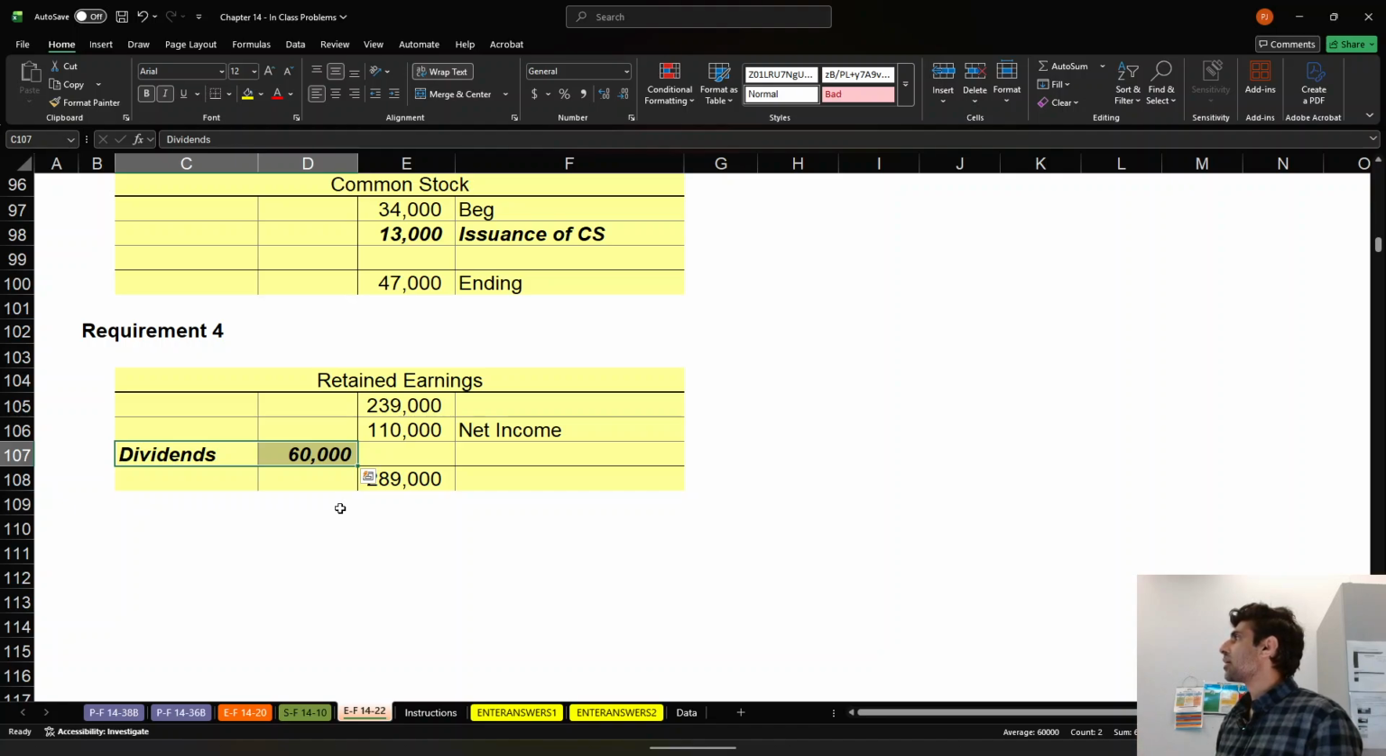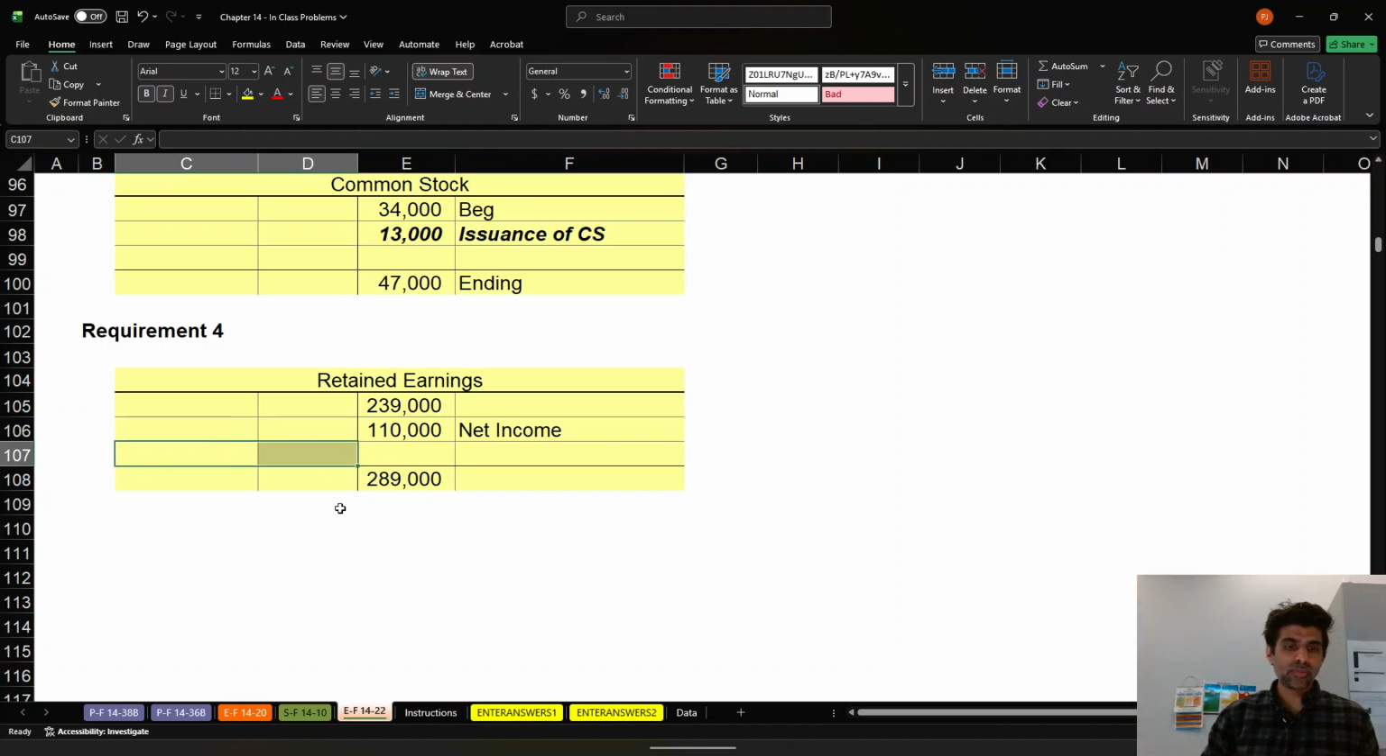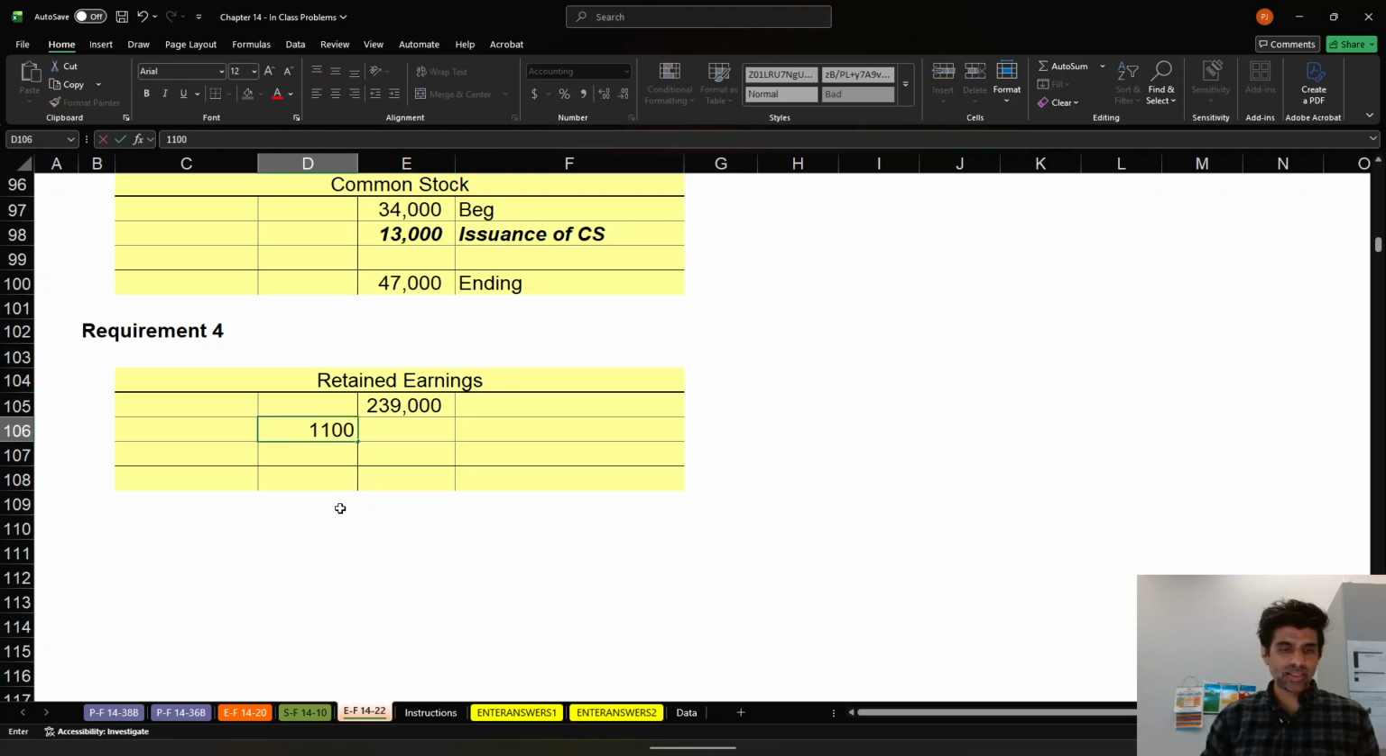Yeah, because it goes back to chapter 4. So let's pretend we had a net loss. It would be impossible for this to have gone up. But let's say it was 110,000. I don't know. Let's say this is 200,000.